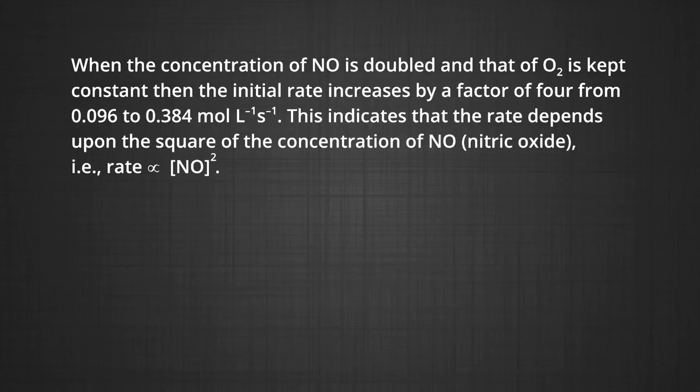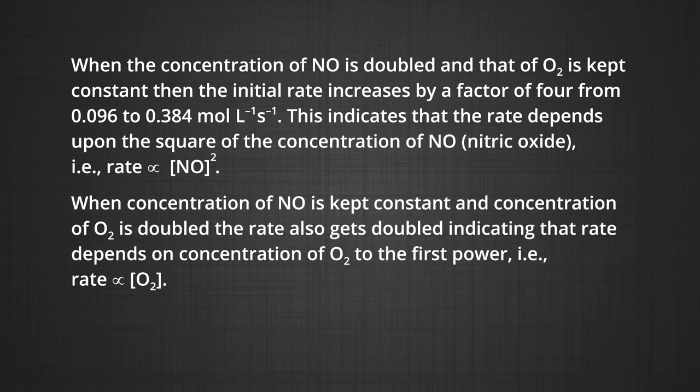It is obvious after looking at the results that when the concentration of nitric oxide is doubled and that of the oxygen is kept constant, then the initial rate increases by a factor of 4, from 0.096 to 0.384 moles per liter per second. This indicates that the rate depends upon the square of the concentration of nitric oxide. That is, rate is directly proportional to the molar concentration of nitric oxide raised to power 2.